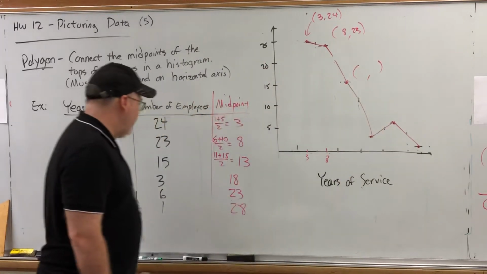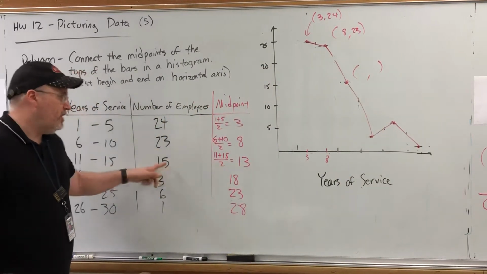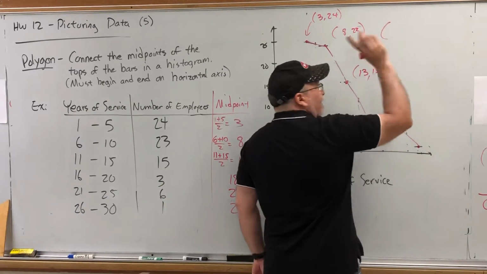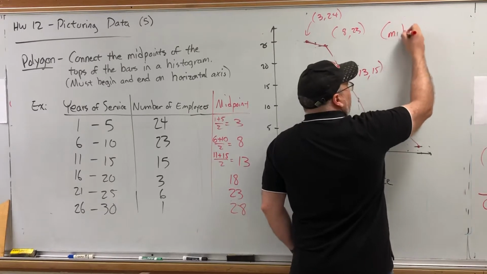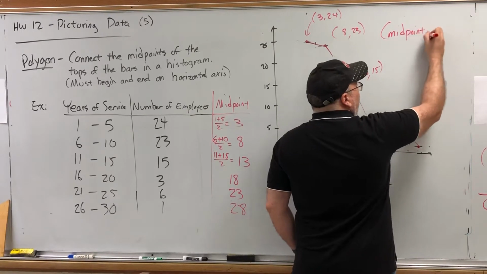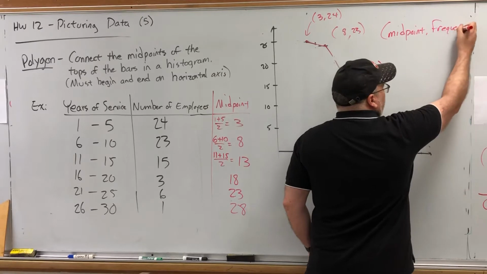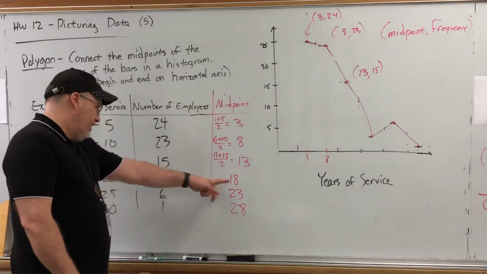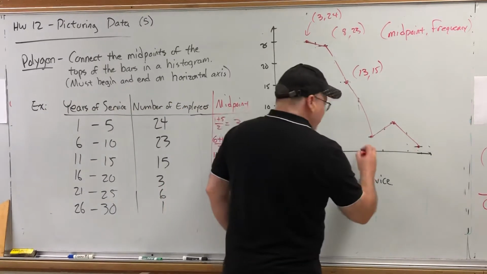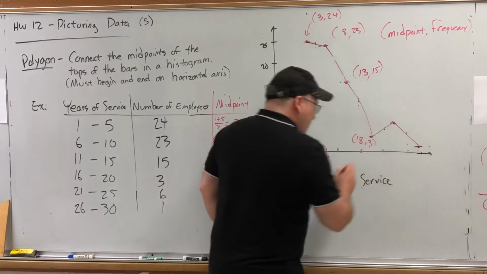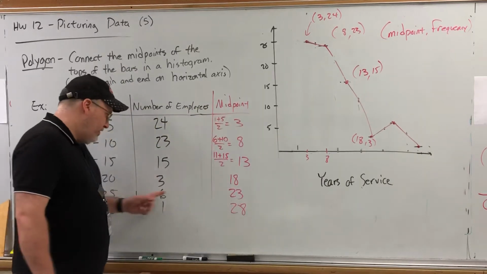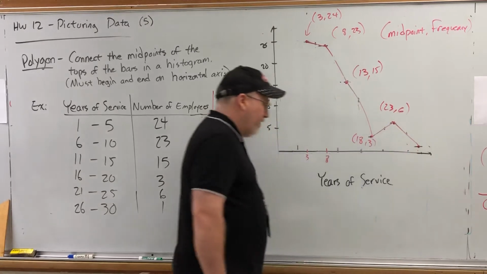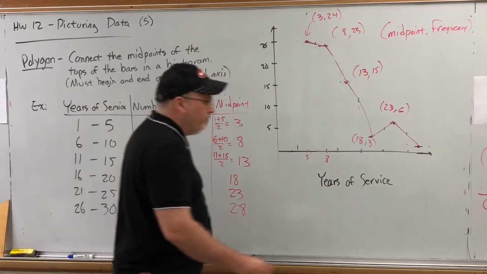The next midpoint for the next class is over 13 up 15. And I guess you could generically say that each of these points is an ordered pair of the form midpoint, frequency. So we're just plotting these points and then connecting the dots. The next one is 18, 3. It's way down here. The next one is 23, 6. And then what looks like the last one is 28, 1.